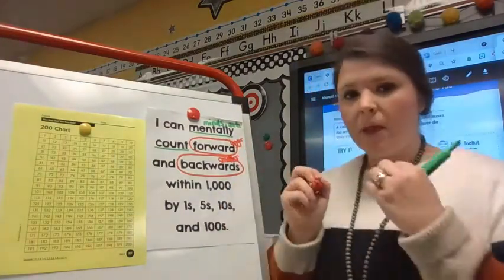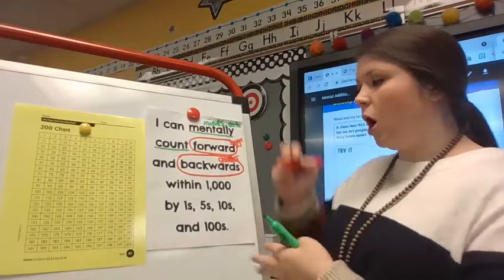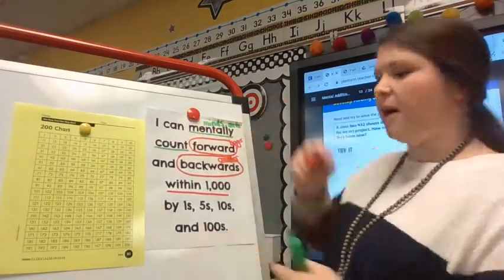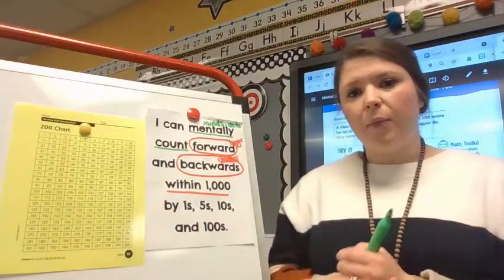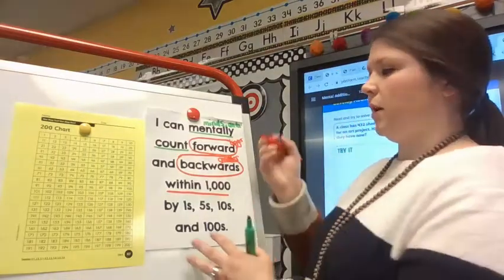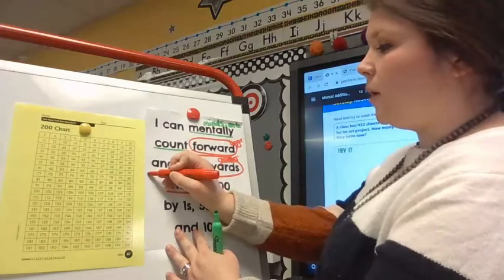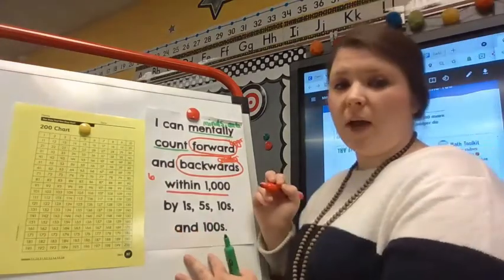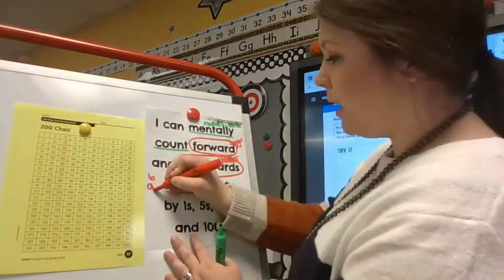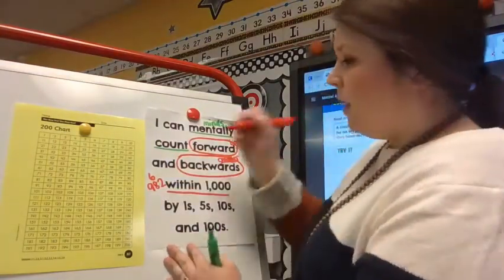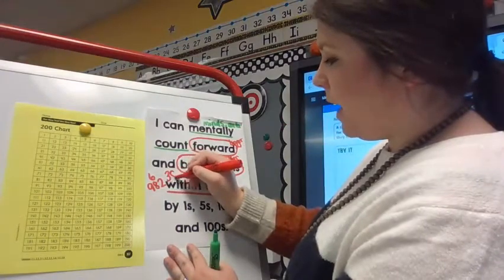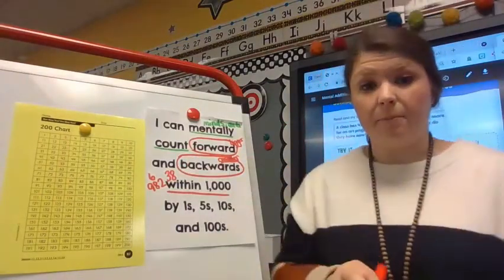Okay? Now, we have learned or talked about within 1,000, haven't we? You gave me some examples of numbers within 1,000 yesterday. You said the number 6 was within 1,000. The number 982 was within 1,000. The number 38 was within 1,000.